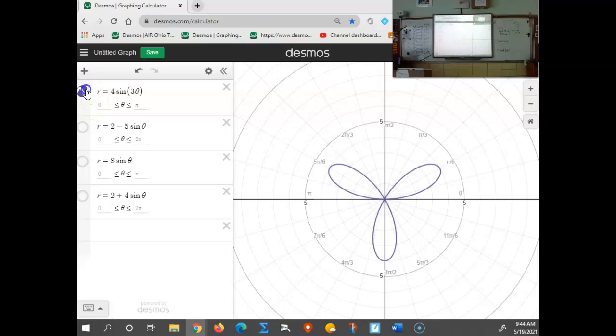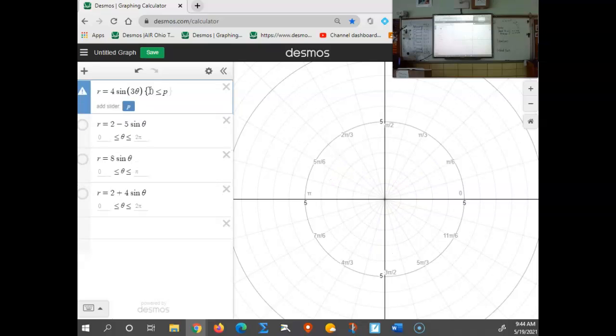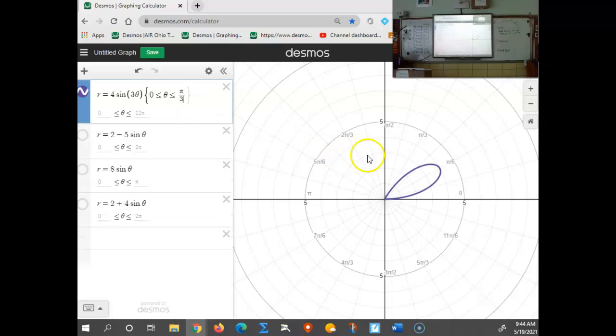So here is this original graph, and we want to restrict it between 0, if you recall, and pi over 3. So I'm going to go ahead and go here, special brackets. I want to go 0, pi, and then this is theta, and pi over 3. And in doing so, boom, you will notice that just the first one shows up. Okay, the first one shows up. Then I could do one of the other ones, but this is all I needed.